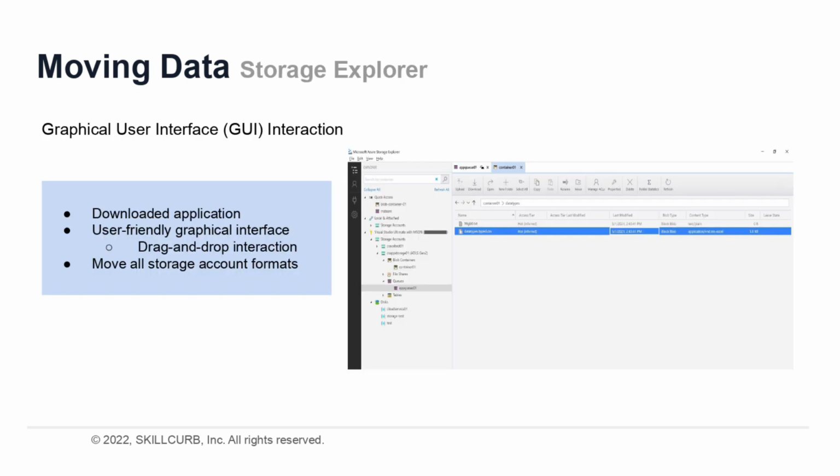Next, we have a very different storage transfer utility to focus on called Storage Explorer. Compared to AZ Copy, which is a command line utility, Storage Explorer is a graphical user interface or a GUI interaction method instead. Like AZ Copy, this is a downloaded application.